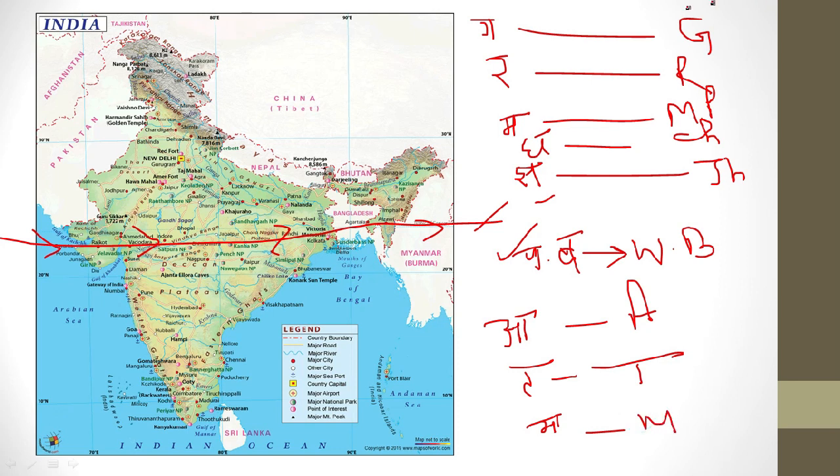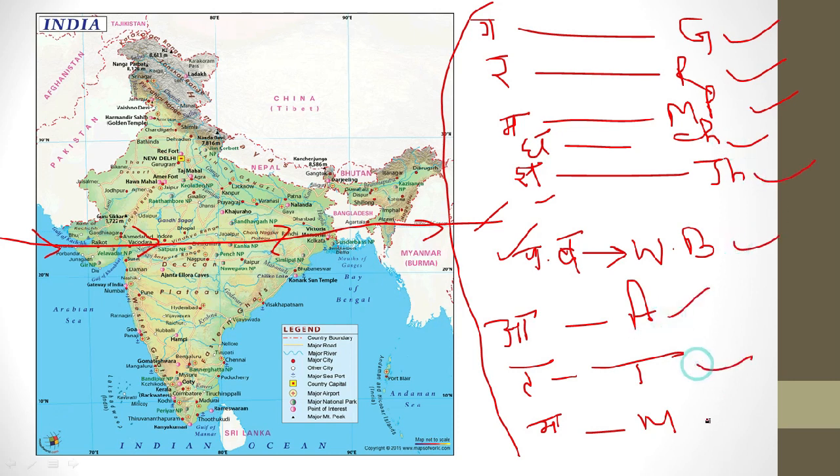Now you can easily remember this from a very short trick, Garam Jha Paba Atma. Clear? Gujarat, Rajasthan, Madhya Pradesh, Chhattisgarh, Jharkhand, West Bengal, Assam, Tripura and Mizoram.